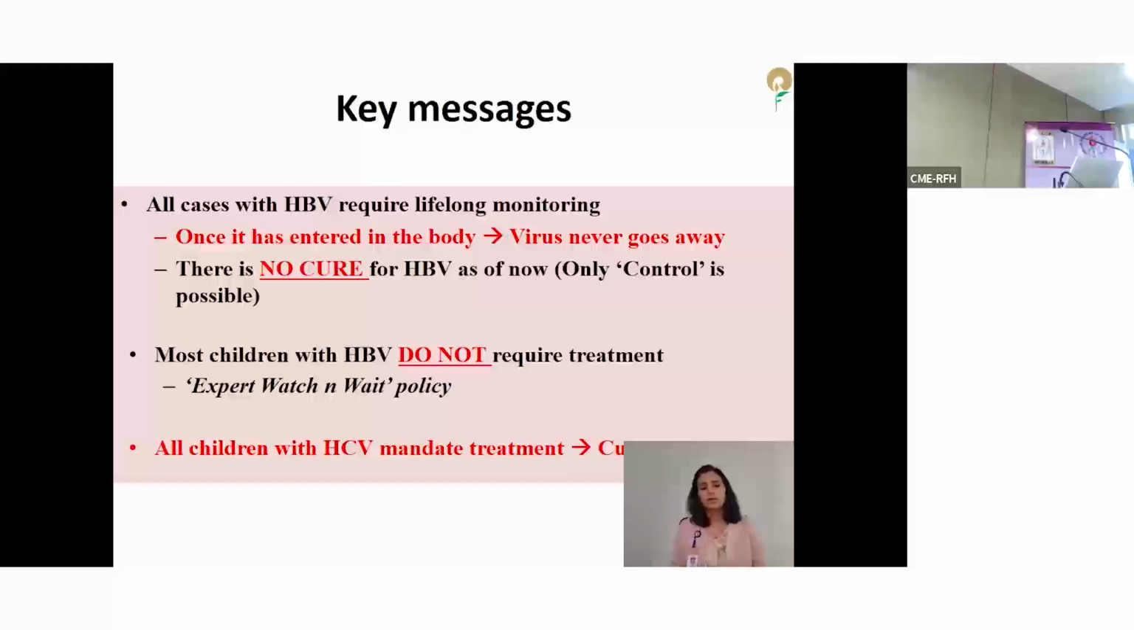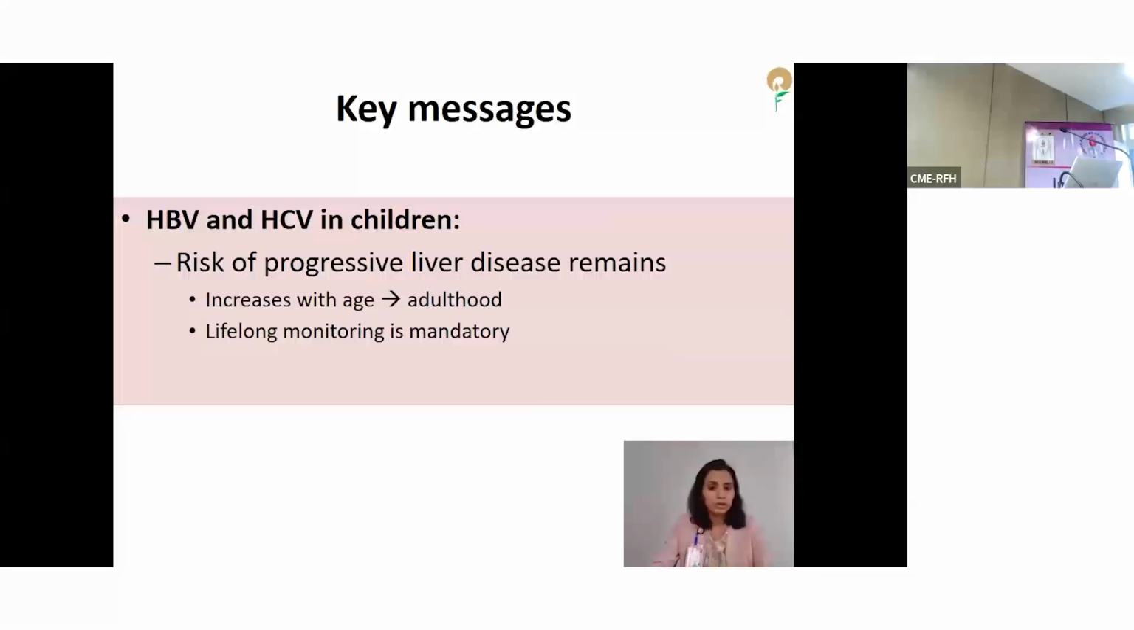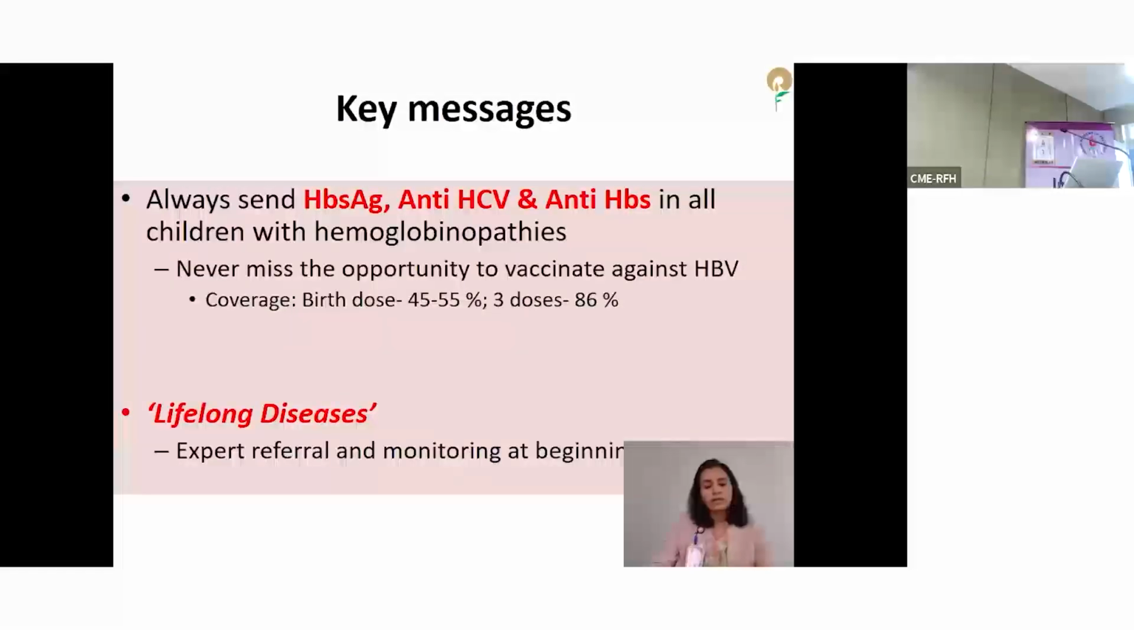Contrary to this, all children with hepatitis C mandate treatment, and it will lead to cure. Hepatitis B and C have a risk of progressive liver disease during childhood as well, and hence lifelong monitoring is important for them, starting from when they were detected. We should always send surface antigen, anti-HCV and anti-HBs in all children with hemoglobinopathies.